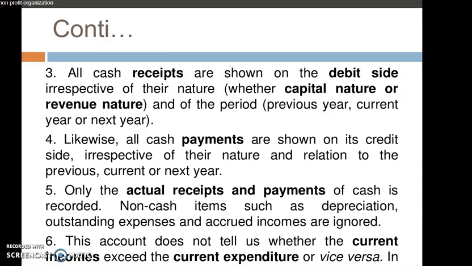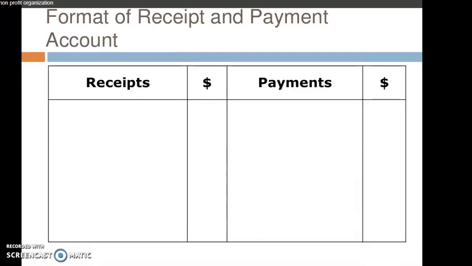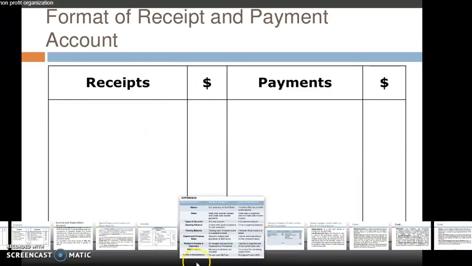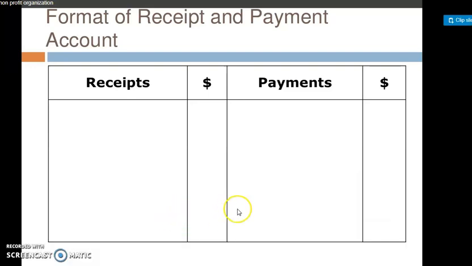This account does not tell us whether the current incomes exceed the current expenditure or the current expenditure exceeds the current incomes. This is the format of receipts and payments account. In the debit side, receipts and the amount column, credit side, payments and the amount column.